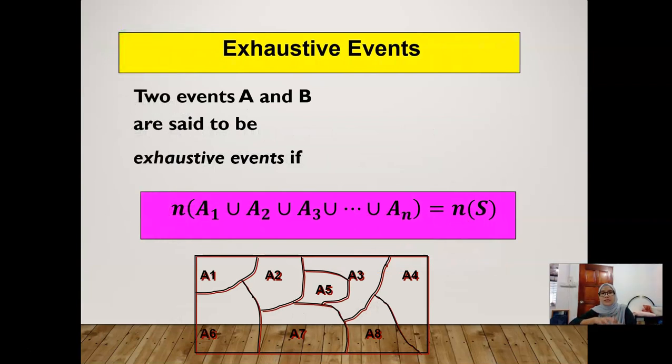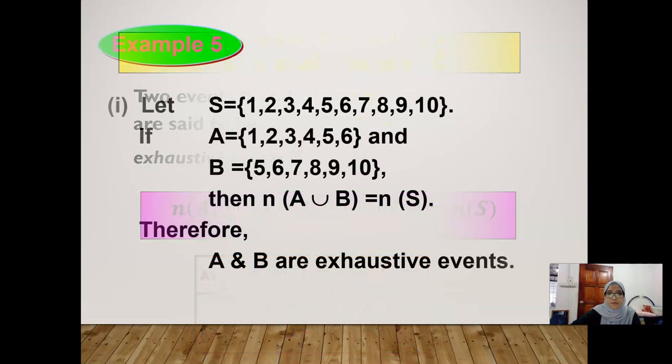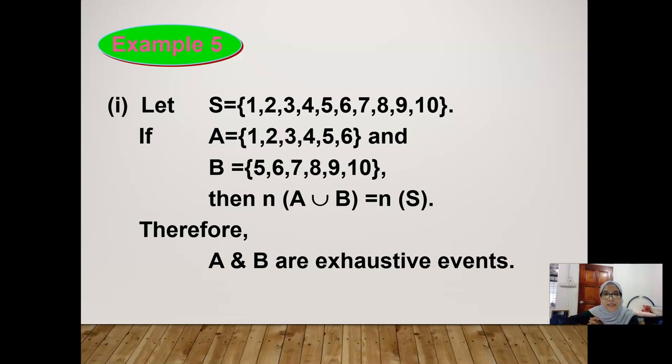Okay, what about exhaustive events? A and B are said to be exhaustive events if the union of A and B is the total sample space. You can see from here, exhaustive event. Okay, from here, S is the sample space, the numbers from 1 to 10, and event A is numbers 1 to 6, and B is numbers 5 to 10. And then the number of A union B equals the number of the sample space. So we can say that A and B are exhaustive events.